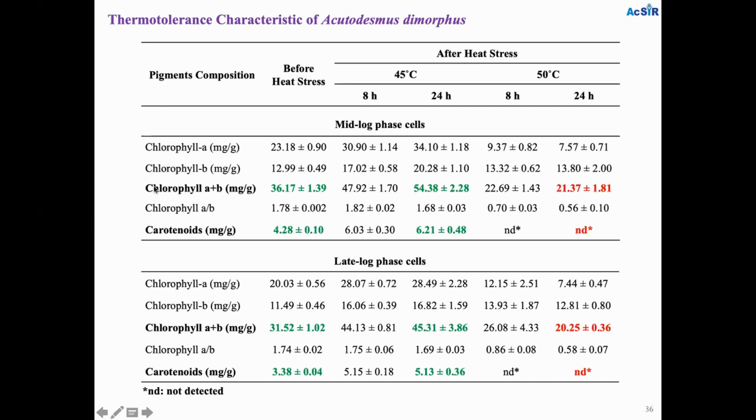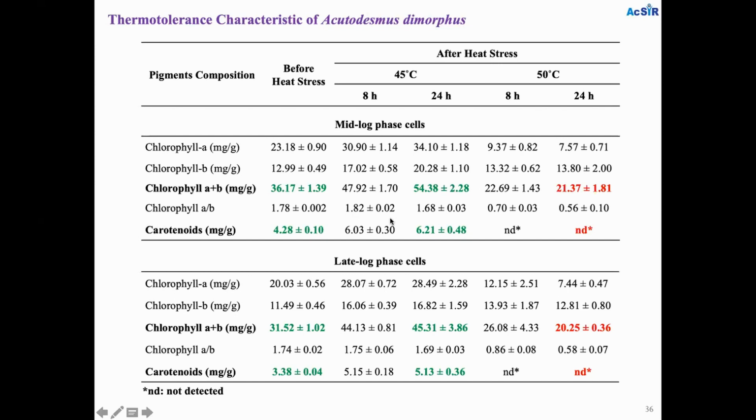As you can see here, the chlorophyll content before heat stress, before transferring the cells, was 36.17. After transferring to 45 degrees centigrade, the chlorophyll content was increasing, whereas at 50 degrees centigrade, the content of 36 decreased to 22 and 21 after 8 and 24 hours. This suggests that the cells have the ability to adapt at 45 degrees centigrade for up to 24 hours, and that is why we found an increase in the chlorophyll.